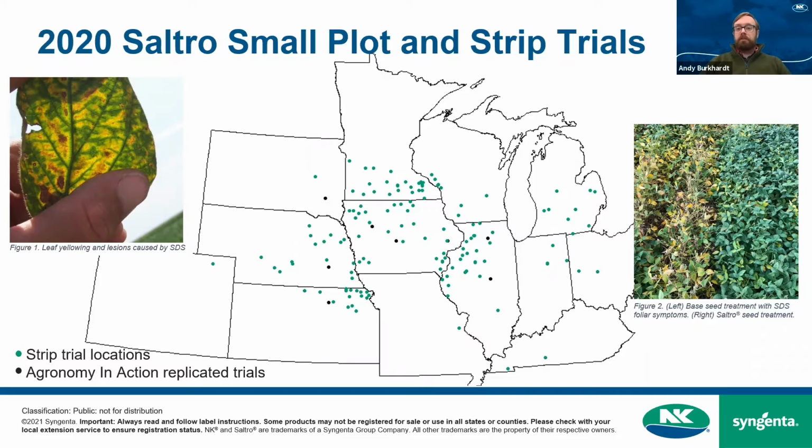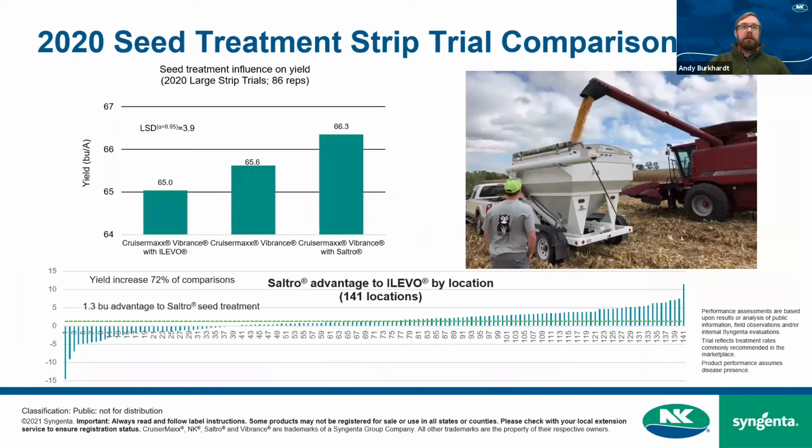First, we'll review what we observed in those large on-farm strip trials. In those trials, we were able to make a number of very key comparisons, most notably comparing Saltro, Alivo, and our base Cruiser Max Vibrance treatment at 86 locations, as well as comparing Saltro and Alivo head-to-head at 141 locations. As you can see in the top left bar chart, we did observe a trend in yield when comparing the three treatments, with Alivo falling short of both Cruiser Max Vibrance and Cruiser Max Vibrance plus Saltro.